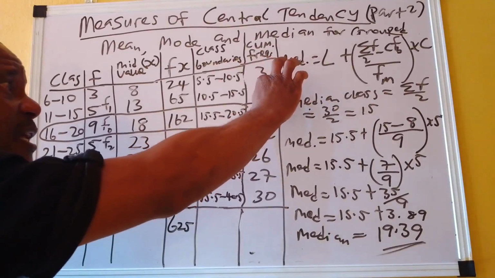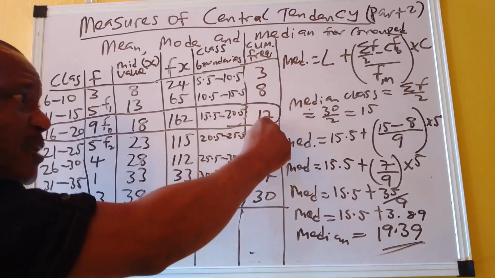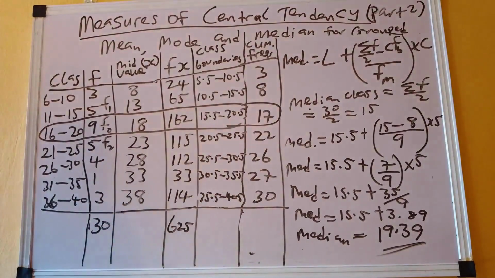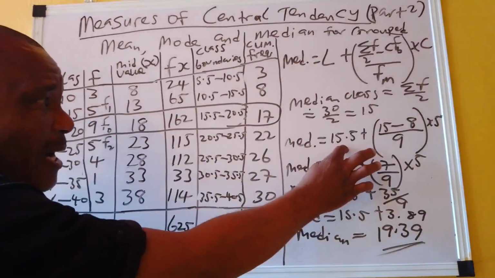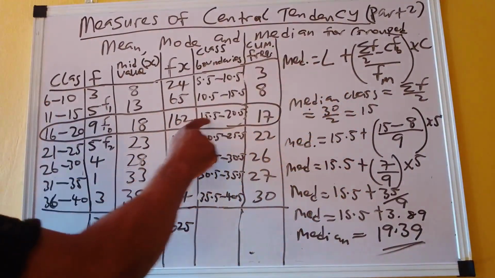This one is above 3 to 8. This one is above 8 to 17, and that is where 15 falls. So that's why this is the median class. So everything we need, then: this L stands for the lower class boundary, which is 15.5.